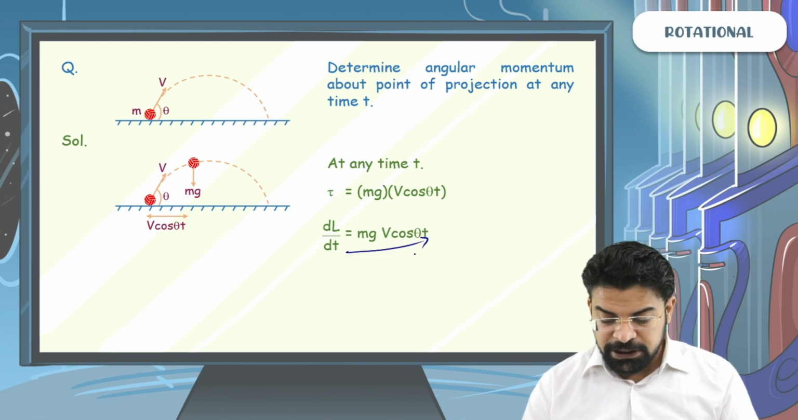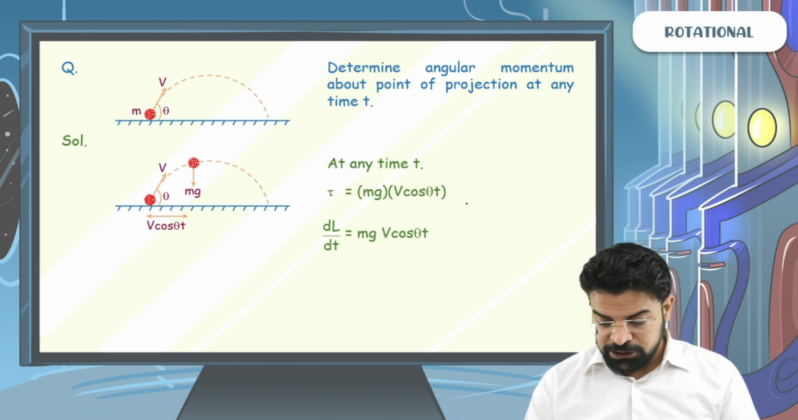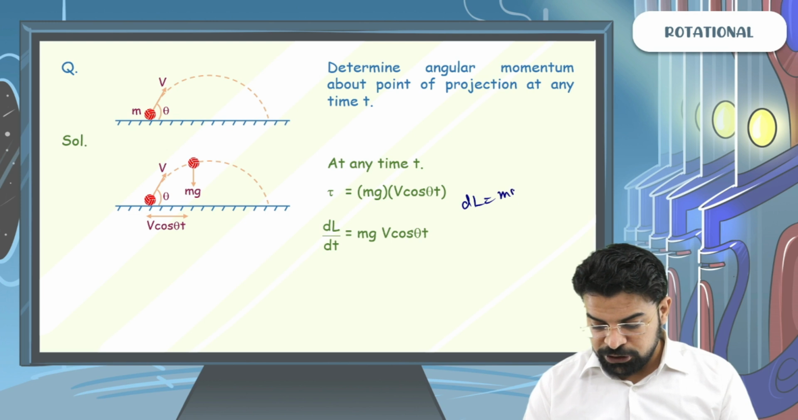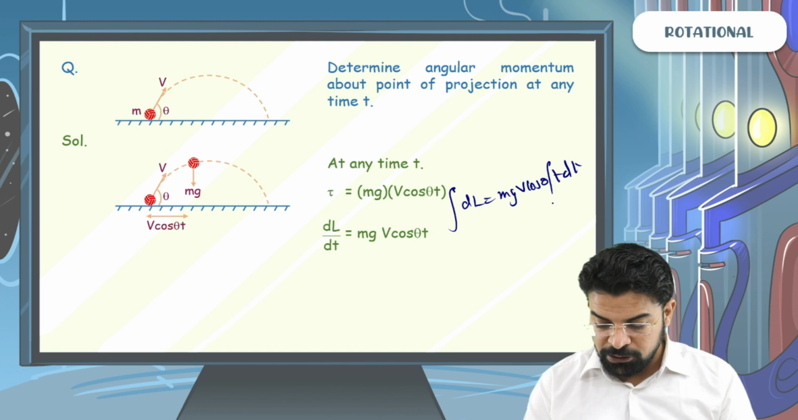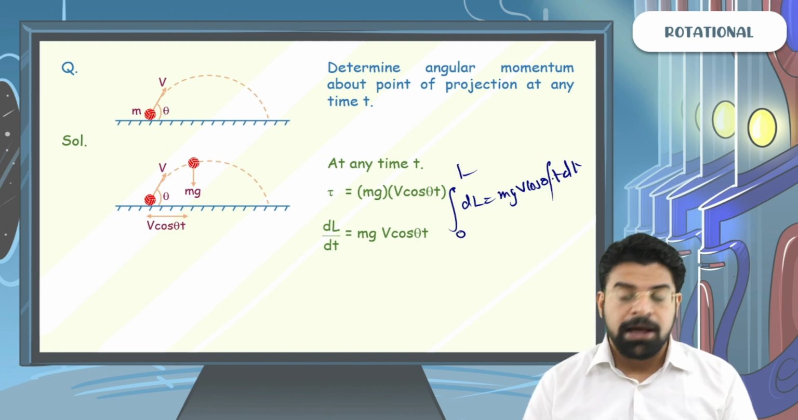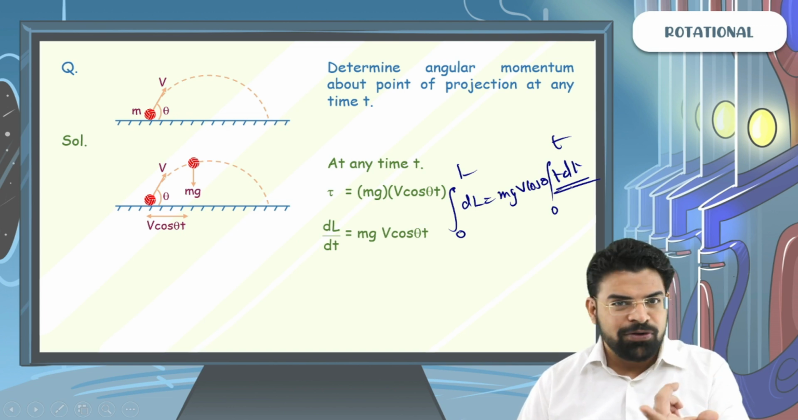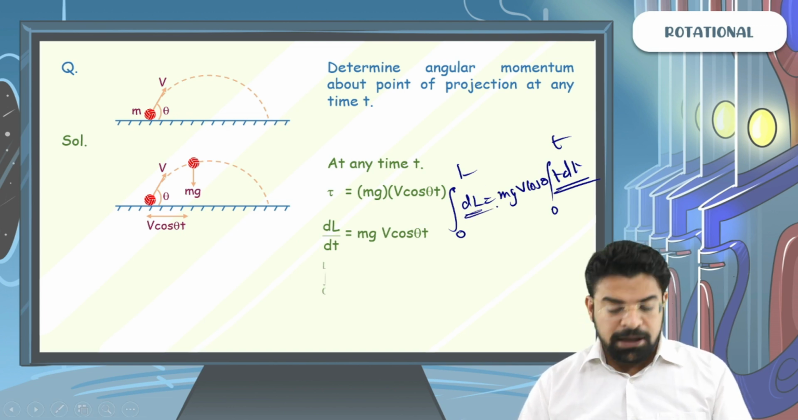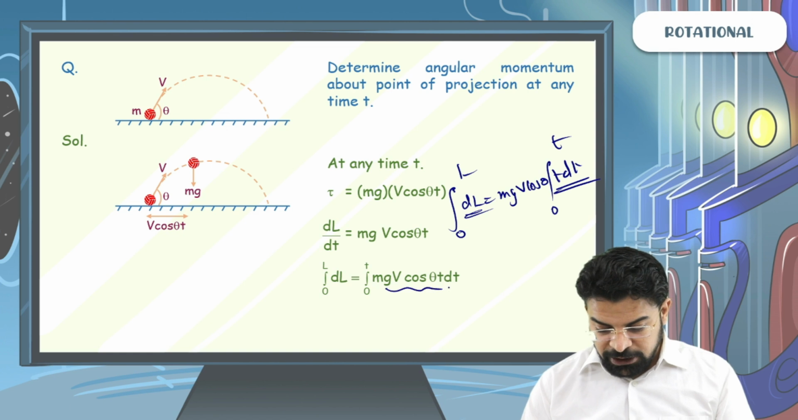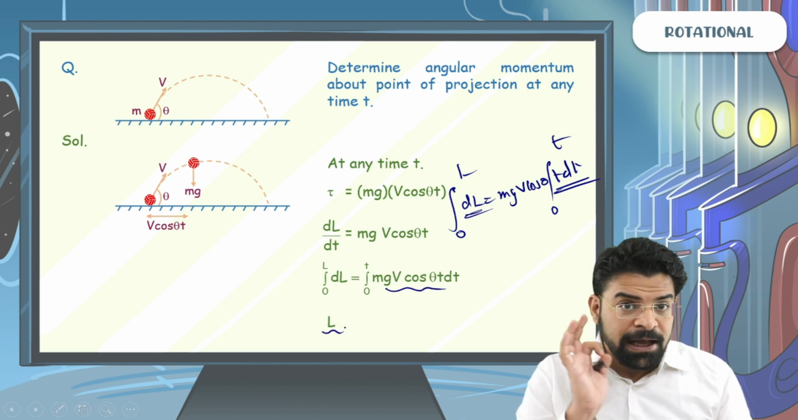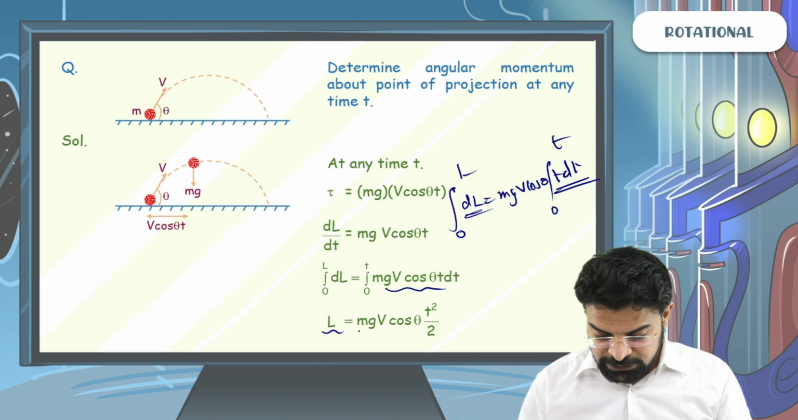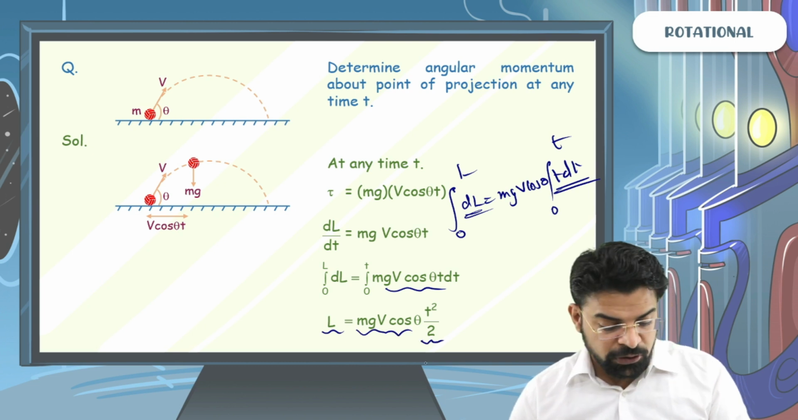Now bring this dt up, and you get dL equals mg v cos theta times t dt. Integrating both sides, angular momentum from 0 to L and time from 0 to t. Integration of t dt gives t square by 2. Integration of dL gives L. So after integrating, the angular momentum at any time t about the point of projection is mg v cos theta times t square by 2.